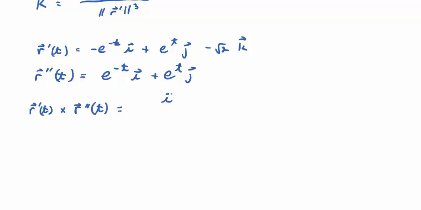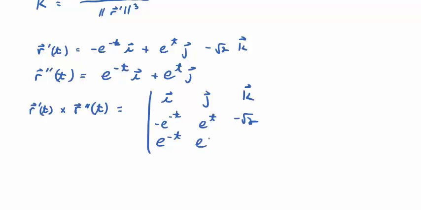Okay, so i, j, k across the top. Let's put in the middle of this matrix I'm creating the components of r prime of t. So negative e to the negative t, e to the t, and negative root 2. Then for the bottom row, let's put in the components of r double prime: e to the negative t, e to the t, and 0.